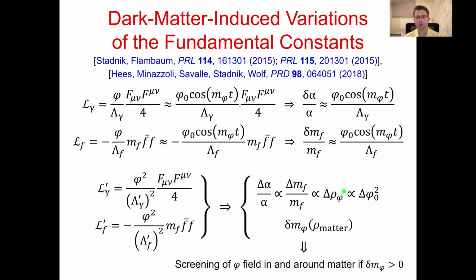Another interesting feature of scalar dark matter field models with phi-squared interactions is that they predict that the effective scalar particle mass will be shifted from its bare value in the presence of a non-zero ordinary matter density. So for example, if the scalar particle mass were to increase inside of matter, we would have screening of the scalar field in and around the region of matter. This is quite similar to how we have, for example, screening of magnetic fields inside of superconductors.